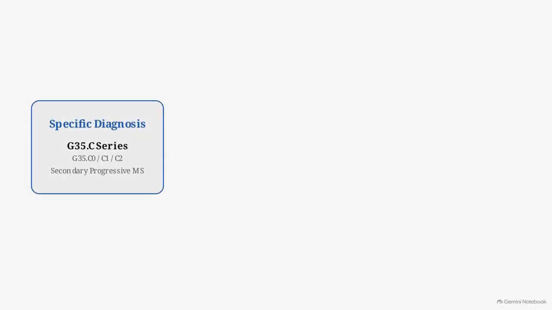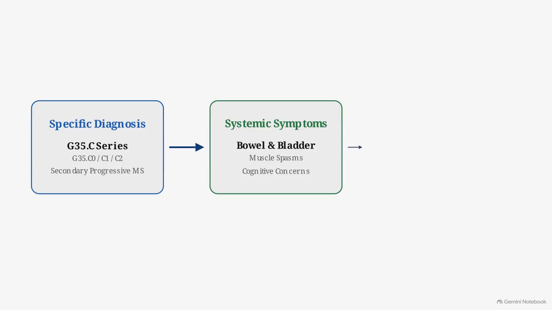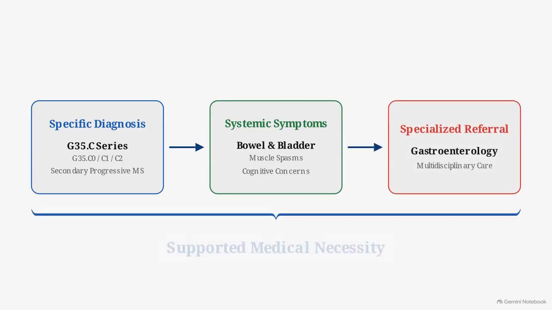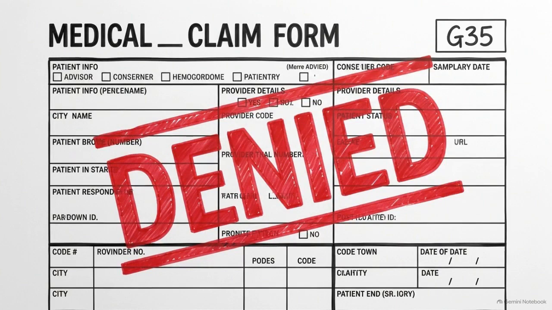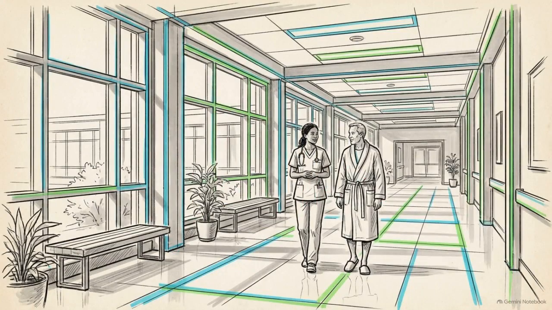This mapping links the specific diagnosis to systemic symptoms and the resulting referral, establishing the medical necessity for the treatment plan. If these granular codes are absent, claims may be denied and specialized care can be delayed. Precise documentation and coding provide the administrative support needed for holistic patient care.